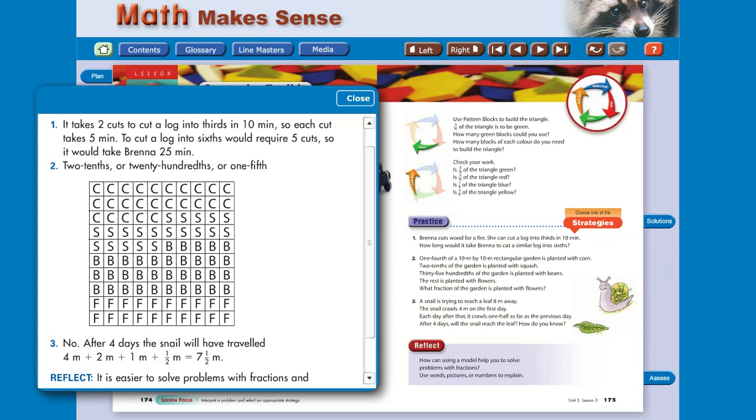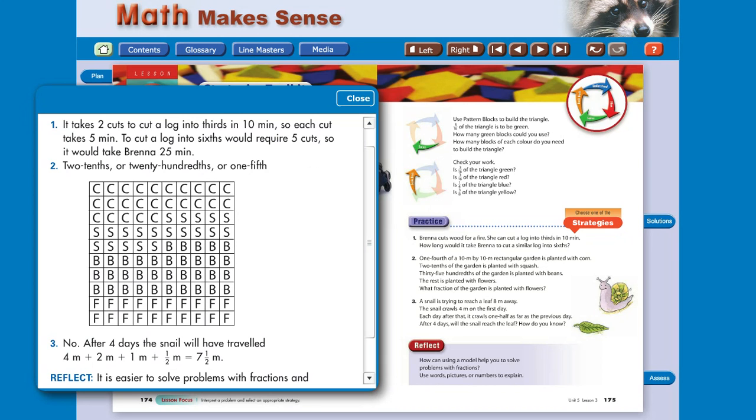2/10 of the garden are squash. So if we have 100 squares there, 2 out of the 10 are going to be squash, which converts over to 20 squares when you have 100 squares. So an equivalent fraction to 2/10 is 20 over 100, so 20 squares.